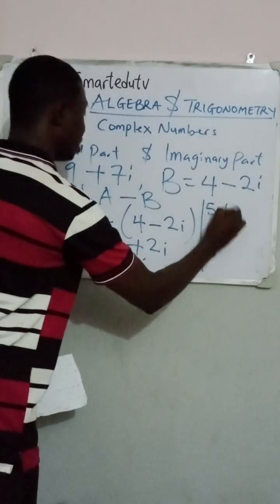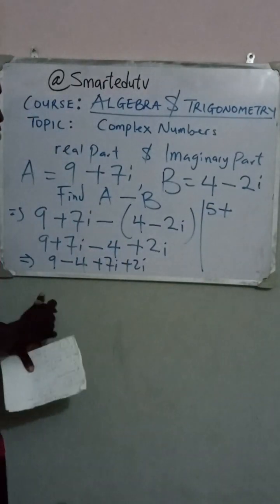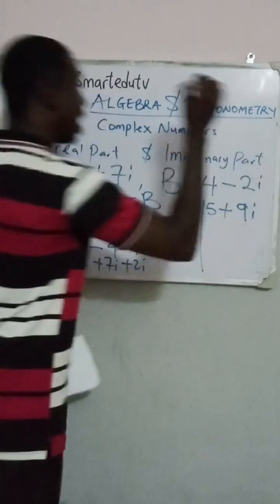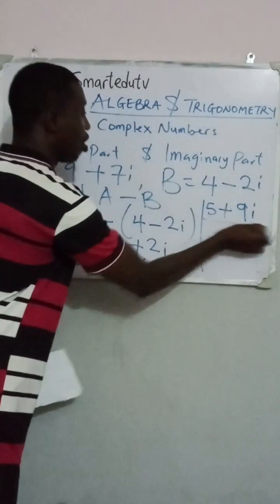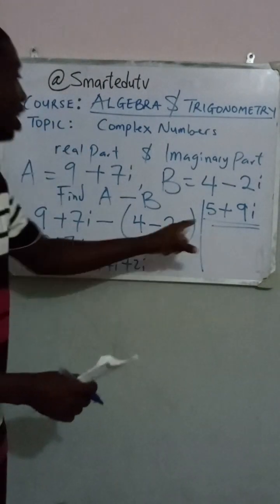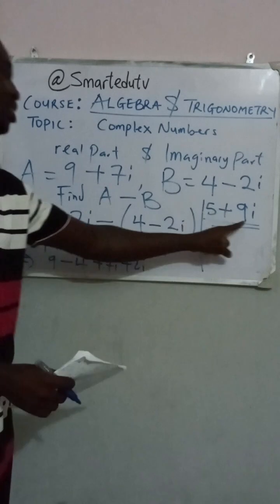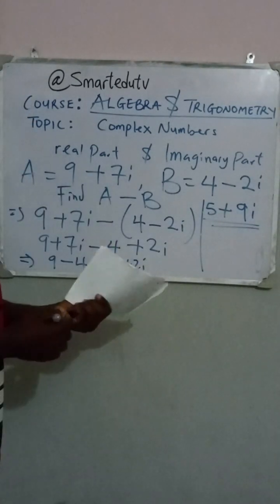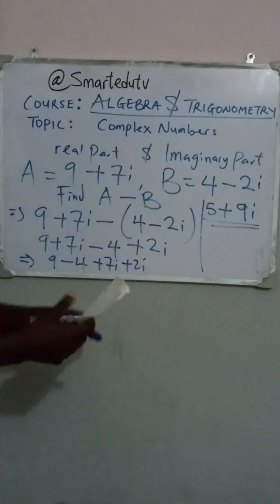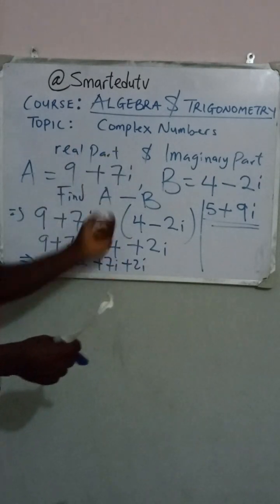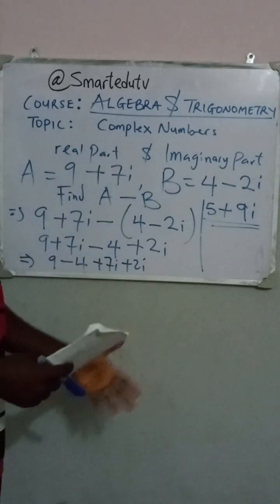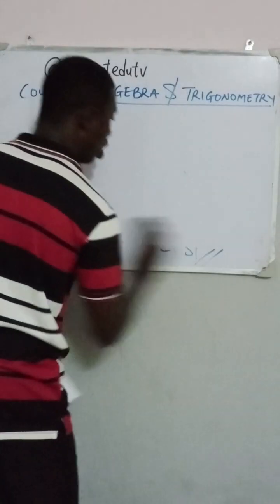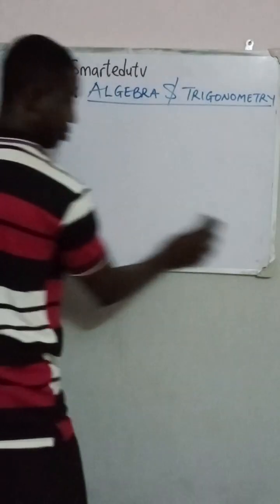5 plus 7 plus 2 gives us what? 9i. The result is 5 plus 9i. The real part is 5, while the imaginary part is 9. This is how we evaluate complex numbers. We've seen how we do it in terms of addition and also how we do it in terms of subtraction.